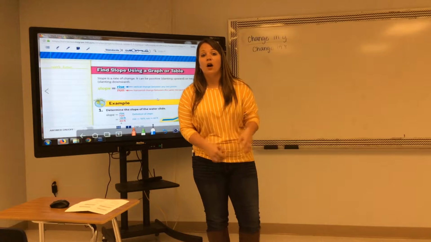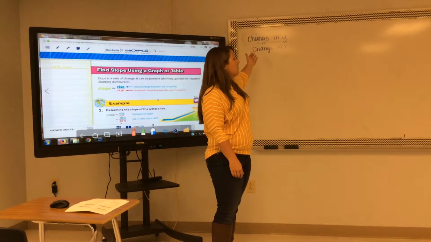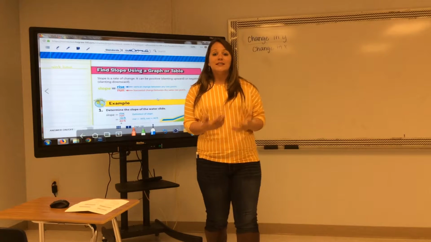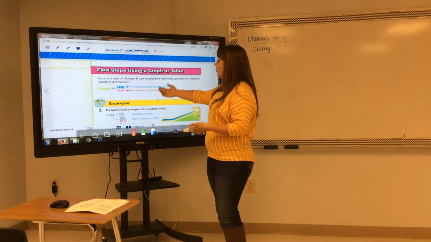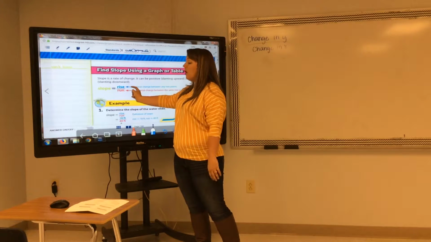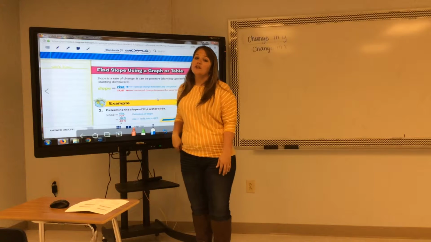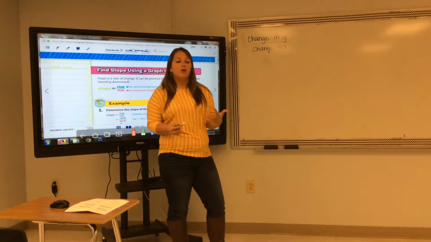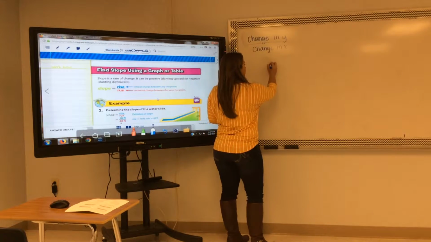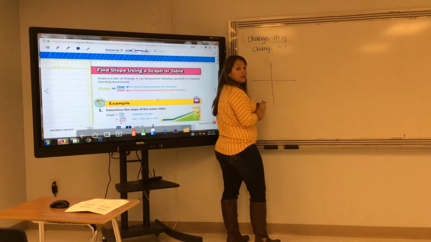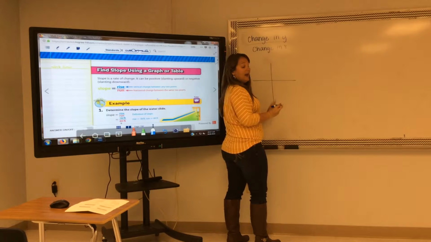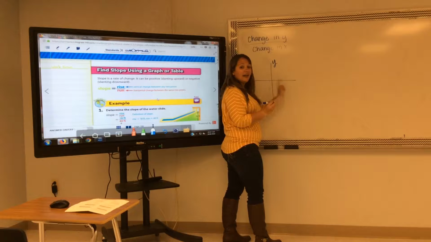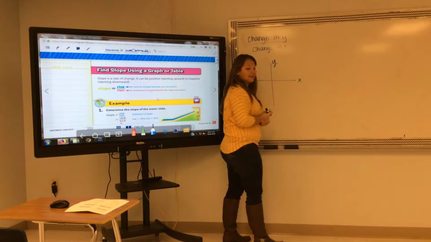Yesterday, we talked about the constant rate of change being the change in y over the change in x. Well, today we're moving on to slope, which is just rise over run. So let me show you how that is the same thing. If you have a coordinate plane, it looks like this. Your up and down axis is your y-axis, and your side-to-side axis is your x-axis.